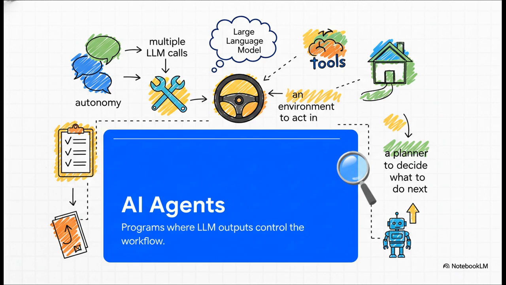And look, an agent isn't just one program. Think of it as a whole system where the LLM, the large language model, is literally in the driver's seat. It's not just talking, it's doing. It's making multiple calls, it's using tools, it's interacting with an environment, it's planning its next move, and this is the key part, it has a degree of autonomy to make its own decisions.